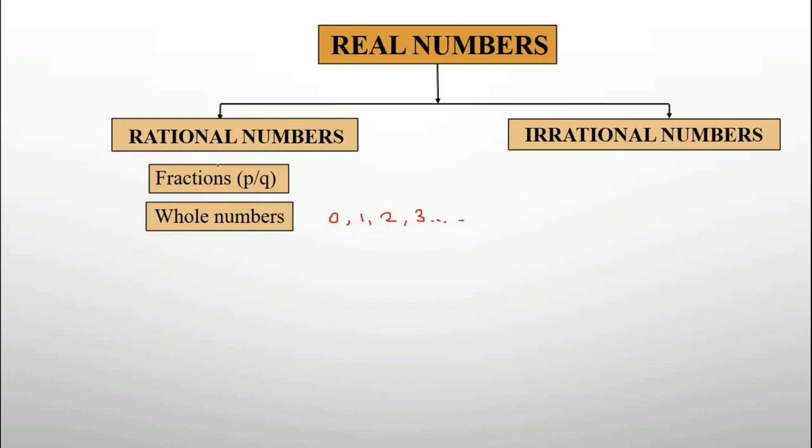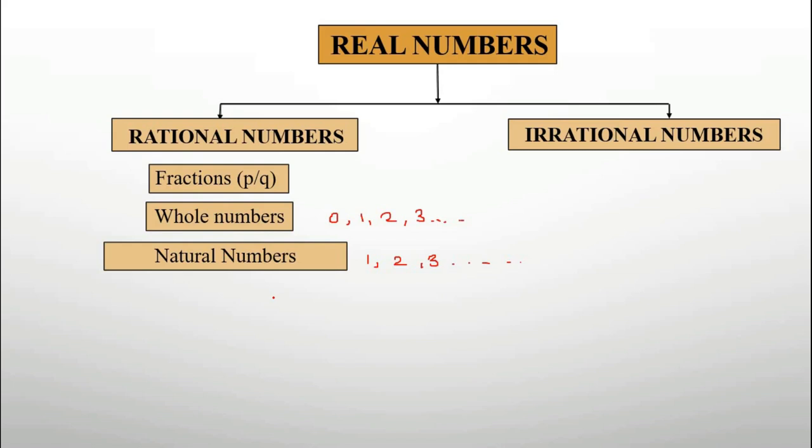Now the next category which falls under rational number is natural numbers. Natural numbers are same as whole numbers, but the difference is they start with 1, not with 0. So 1, 2, 3 till infinite numbers. So even natural numbers fall under rational numbers.